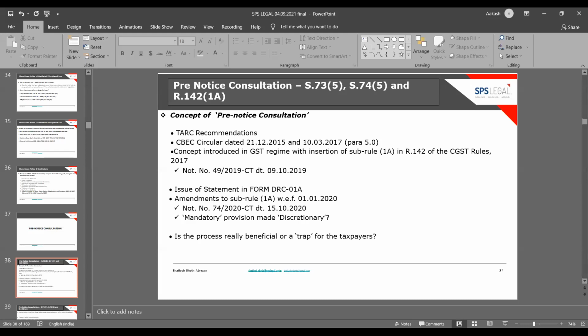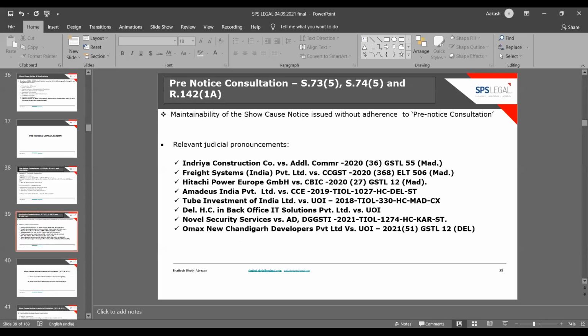In any case, the important, serious question that arises here is whether this pre-notice consultation is really beneficial for the taxpayer or is it a trap for the taxpayers? That is the important question we have to ask. It has already been touted, it has already been projected as a beneficial provision.